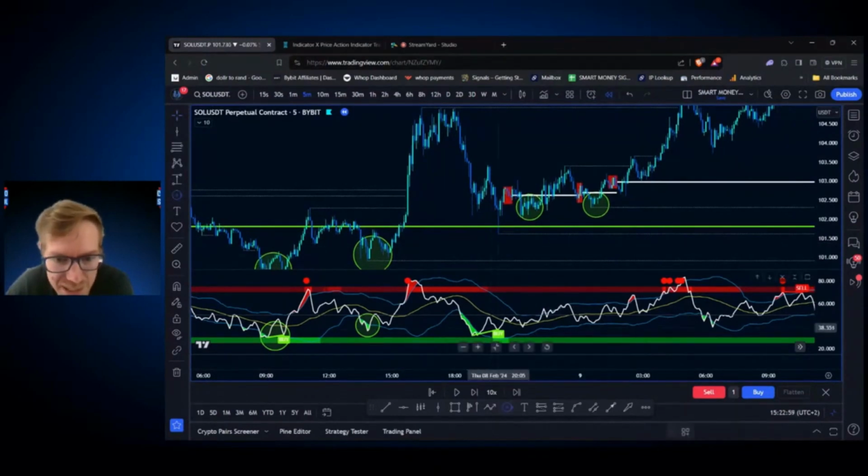Then over here, you can see we got a divergence. This would have been another entry. Over here, we got a little mini shark fin at this point.